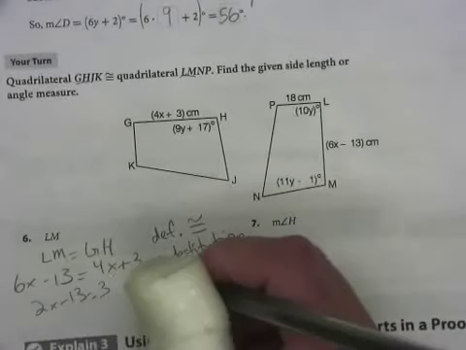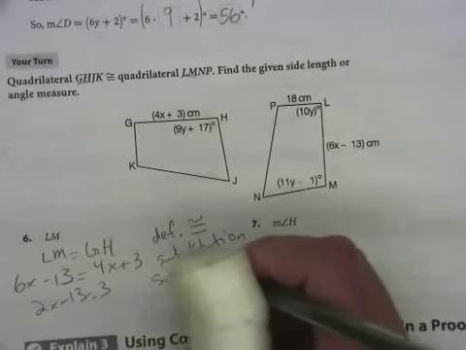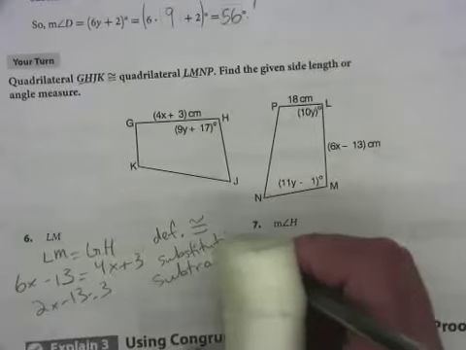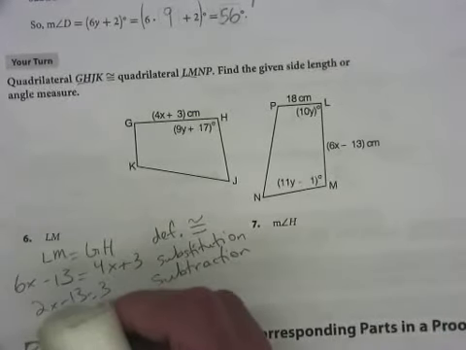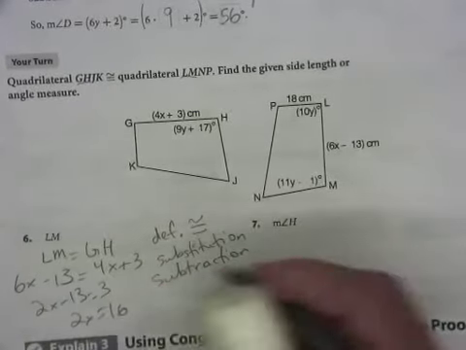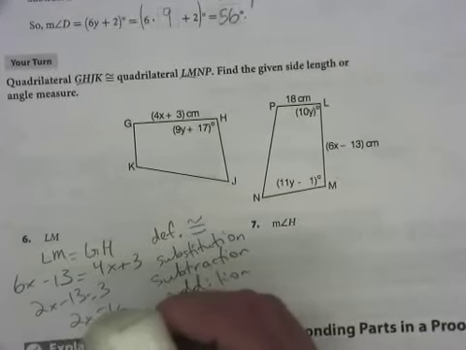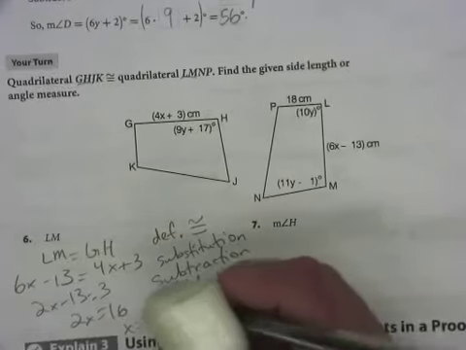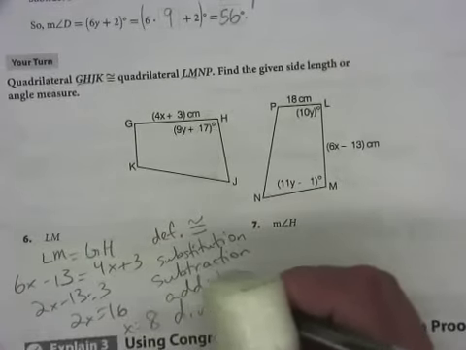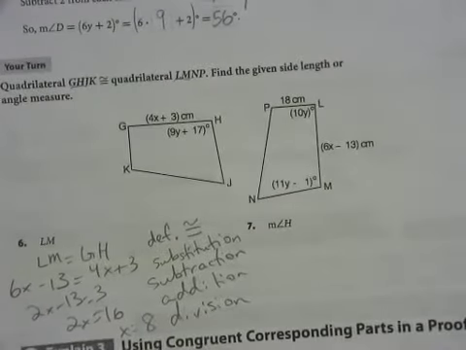I'm going to subtract 4x from both sides to get 2x minus 13 equals 3. That's subtraction. I'm going to add 13 to both sides to get 2x equals 16. That's addition property. And finally, x equals 8 by the division property.